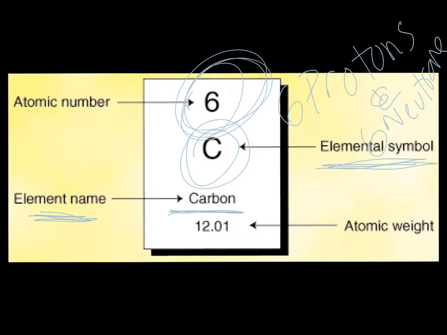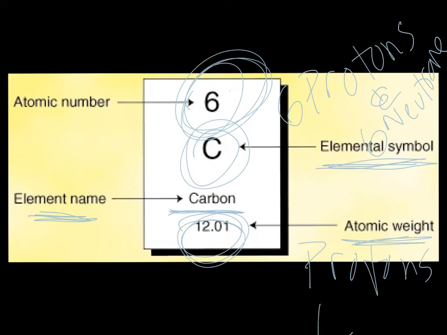What you'll always see at the bottom of your key is a number that is always decimaled. And that's going to be your atomic weight. The atomic weight represents how many protons and electrons are in that atom.